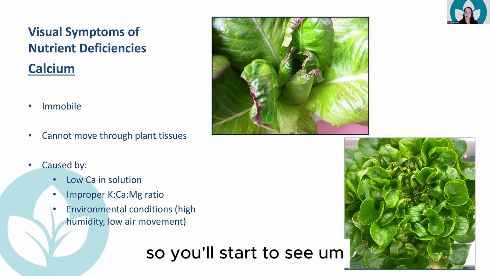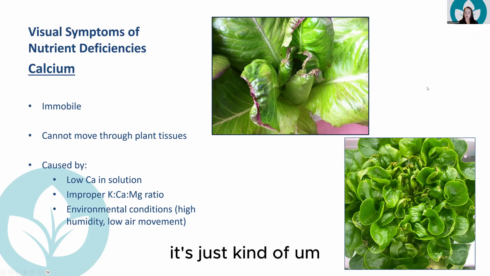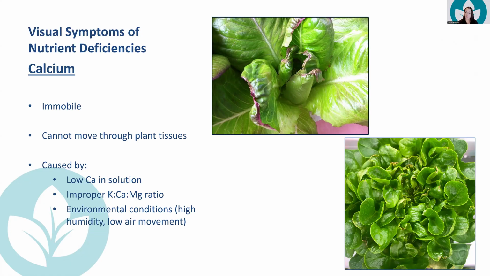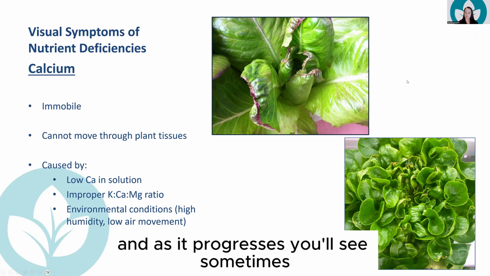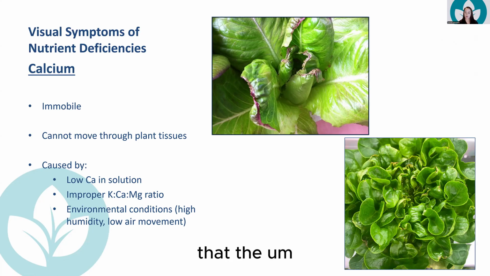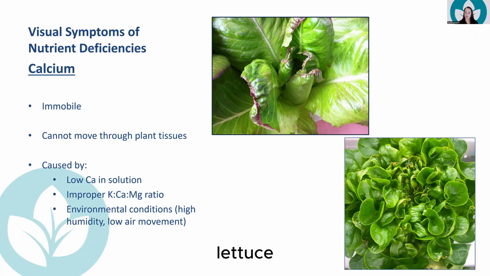So you'll start to see tip burn, is what we call this in lettuce. It's just kind of drying and necrosis of the edges of those very new leaves. And as it progresses, you'll see sometimes even deep down in the head of that lettuce that all of the new leaves will kind of die, and you'll end up with a necrotic hole in the middle of your head lettuce.